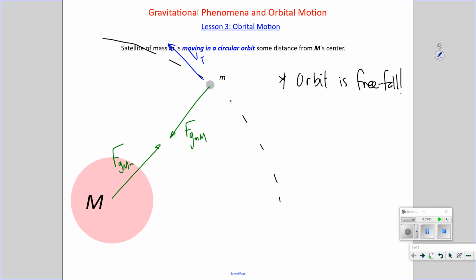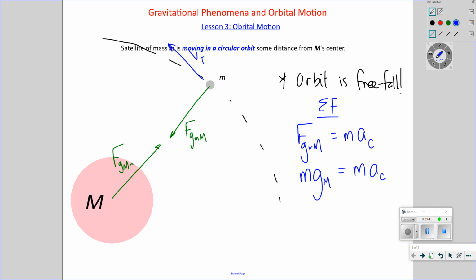All right. And we could write a net F for this object, and we can say that F_G on little m by big M accounts for little m's, in this case, centripetal acceleration. There's a couple of ways to handle this gravitational force, but I'm going to do it like this. That is the mass of little m in big M's field. Well, that equals the product of little m's mass and acceleration.